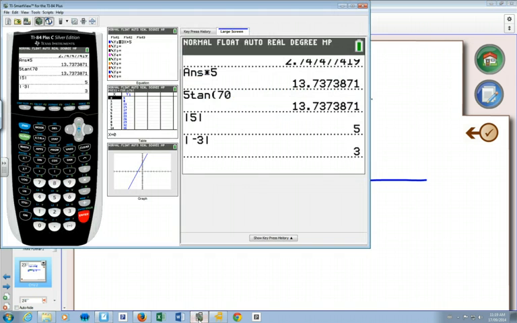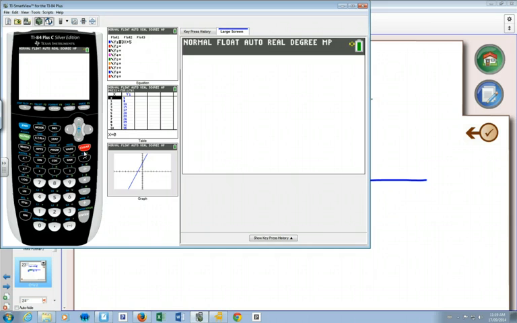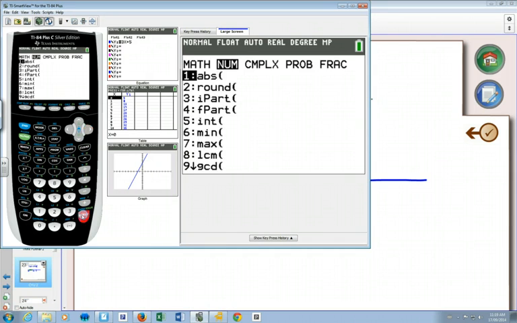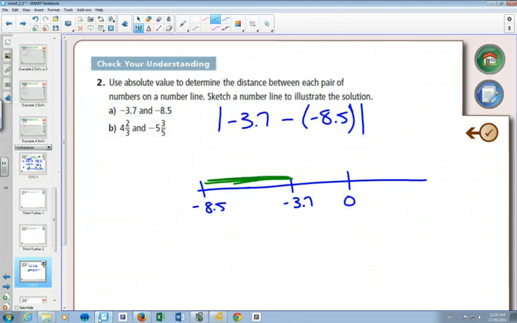And if we would type this into our calculator with the absolute value sign, exactly as we see it, oh, I hit the wrong button. Math, over to number, first one. If I took -3.7 and I subtracted -8.5, and push enter, it tells me that it's 4.8 as the positive distance. Right there. No problem. If you had to do these decimals, you could do this without a calculator, right? You could work with your decimals and add and figure that out and get 4.8 that way.